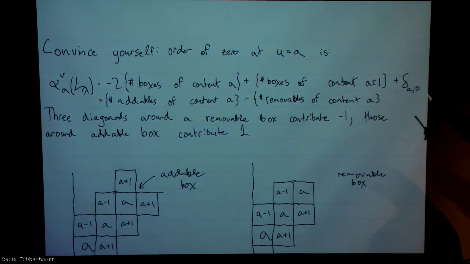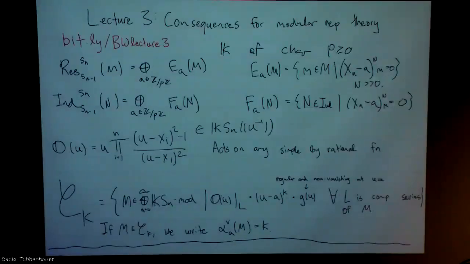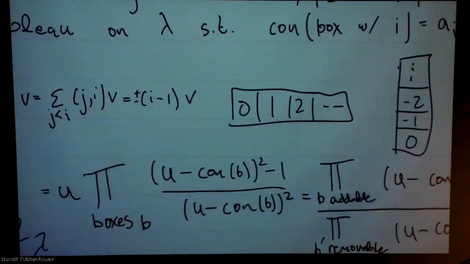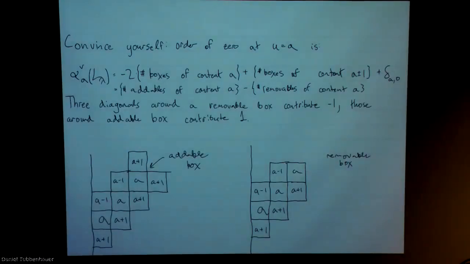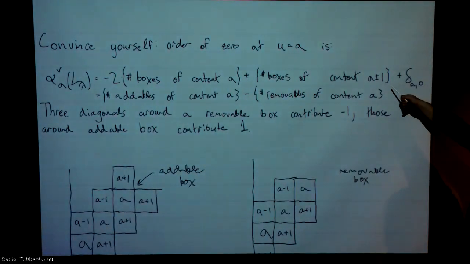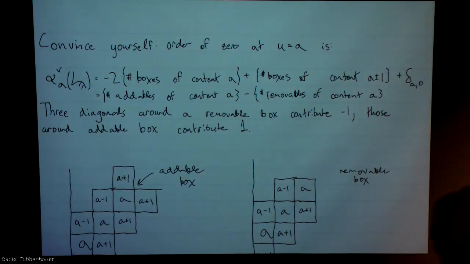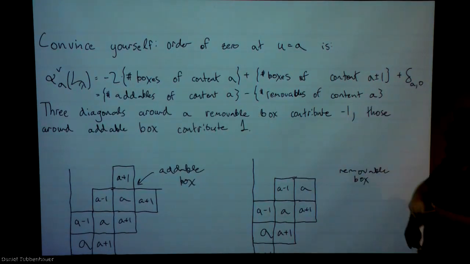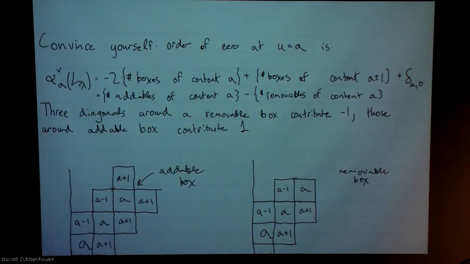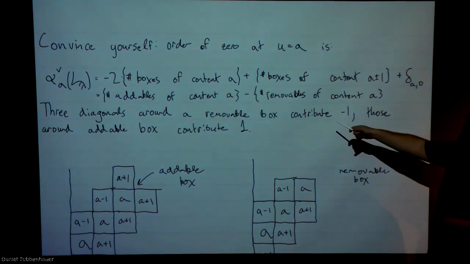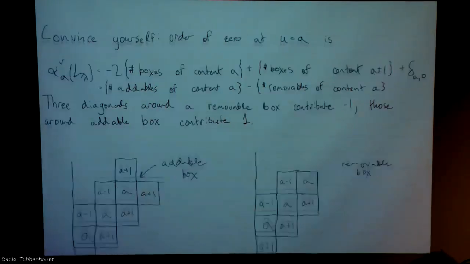Well, I get 2 poles for every box of content A, because I have that guy showing up in the denominator with power 2. So I get 2 poles for every box of content A, and then I get a 0 for every box of content A plus 1 minus 1. And then there was a factor of U, so I get delta of A 0. And I claim that this is the same as the number of addables with content A minus the number of removables with content A. And the way to convince yourself is to look at the 3 diagonals around a removable box.